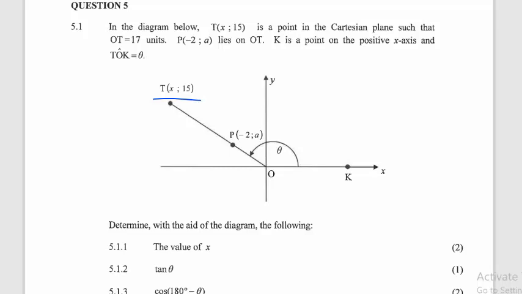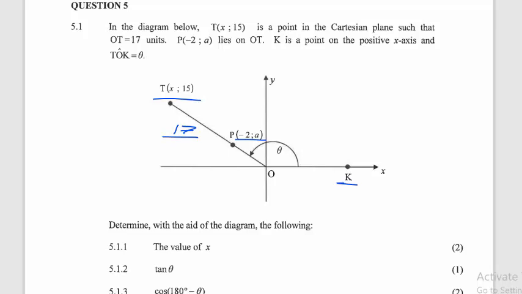T is a point on the Cartesian plane such that OT, so OT apparently is 17. Let's just put it down, 17. So that's OT, right? 17 units. P, which has points -2 and a, lies on OT. There we have it. And K is a point, so here's this point K.